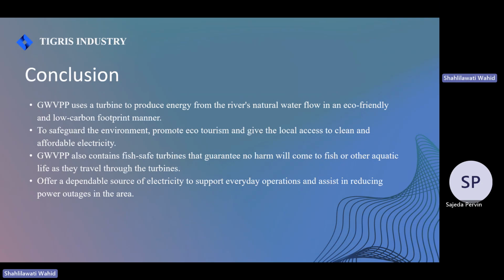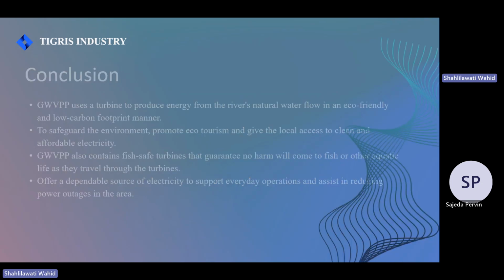It will also offer a dependable source of electricity to support everyday operations of ecotourism and assist in reducing power outages in the area. It will also provide a learning site for engineering students and anyone who is interested. And it will also help to give Persada Marine a better name in the green industry.